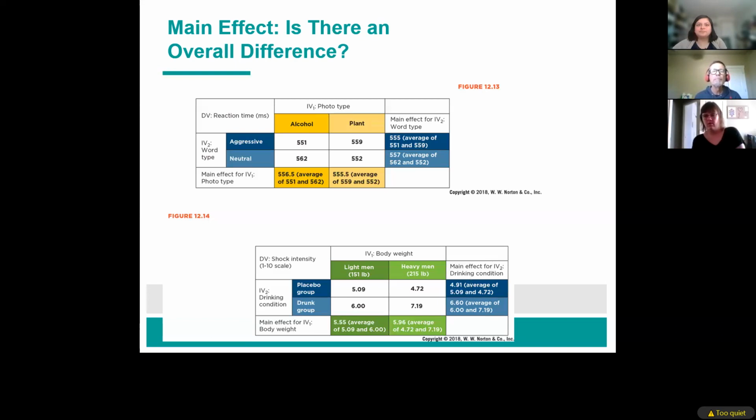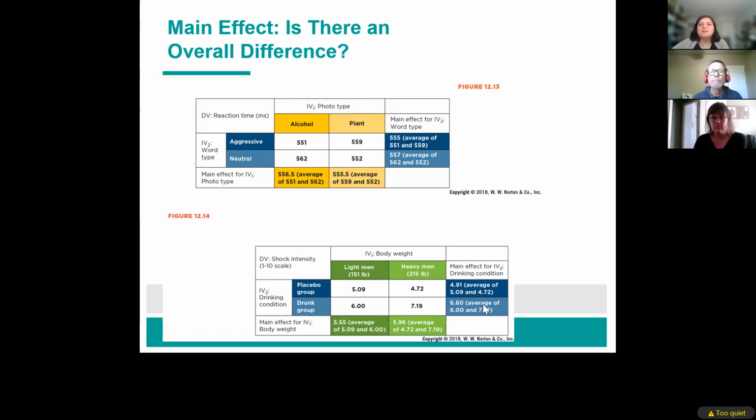So within the drinking condition, in the placebo group, the average was 4.91. The average for shock? Mhm. Yeah. And then in the drunk group, the average was 6.60. Perfect. So does this seem like it could be a significant difference? Yeah, I would say it could be a significant difference. So this would tell us that there's a main effect of what? Of the drinking condition. Perfect, yeah.